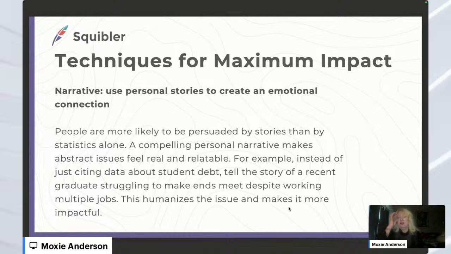You also want to look at using narrative in your persuasive writing. Personal stories can create an emotional connection, that pathos that we are looking for. People are more likely to be persuaded by stories than by statistics alone. A compelling personal narrative can make abstract ideals feel real and relatable. So instead of just citing data about student debt, for example, tell the story of a recent graduate who's struggling to make ends meet despite working multiple jobs. This is going to humanize the issue and make it more impactful as well.